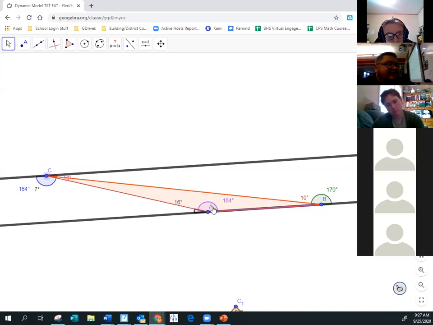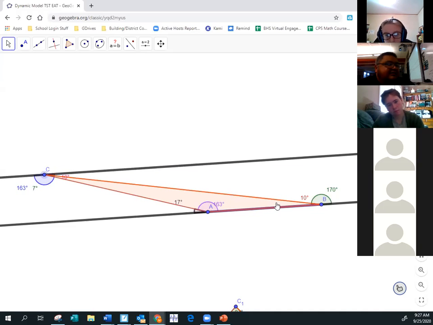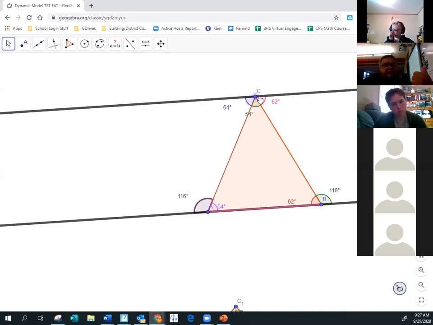Okay, so I have 164, 163, 10, and 7 are my three angles. So 163, 10, and 7. Yep. So if it works for acute triangles, it works for right triangles, it works for obtuse triangles, what can we conclude? It works for all triangles. Well, it works for most triangles.